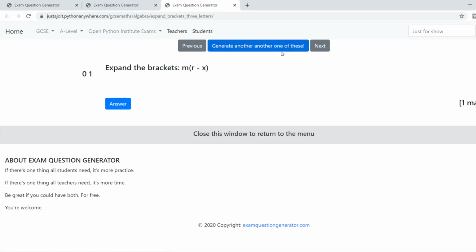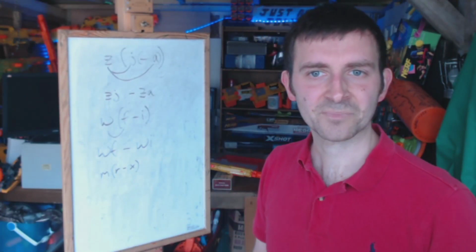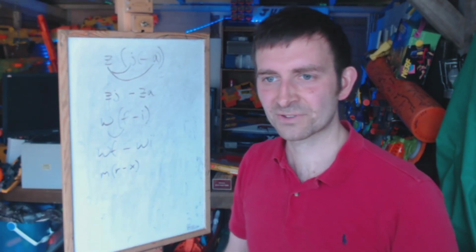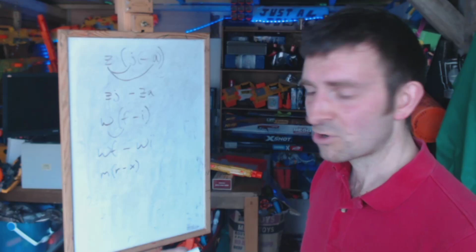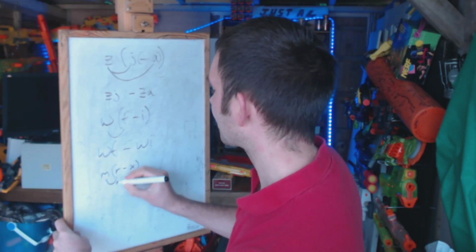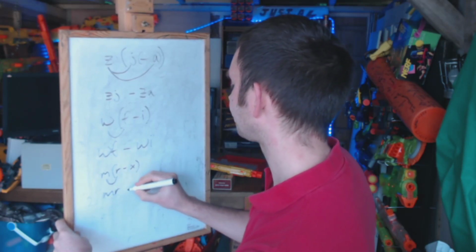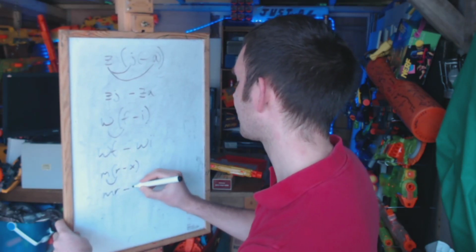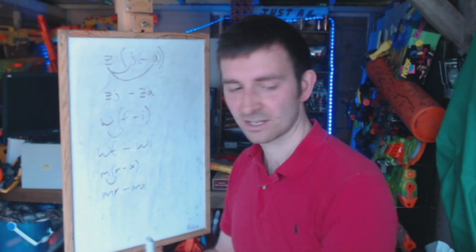Let's do one more of these, then we'll move on to something a bit more complicated, because I do want to give you a bit of value. So now we've got, let's write this up, M, R minus X. Lots of negatives here, which is interesting. That's just what the random algorithm sometimes does. Right, so we've got M, R minus X. We're going to do the same again. So M times R, MR, M times minus X, minus MX.